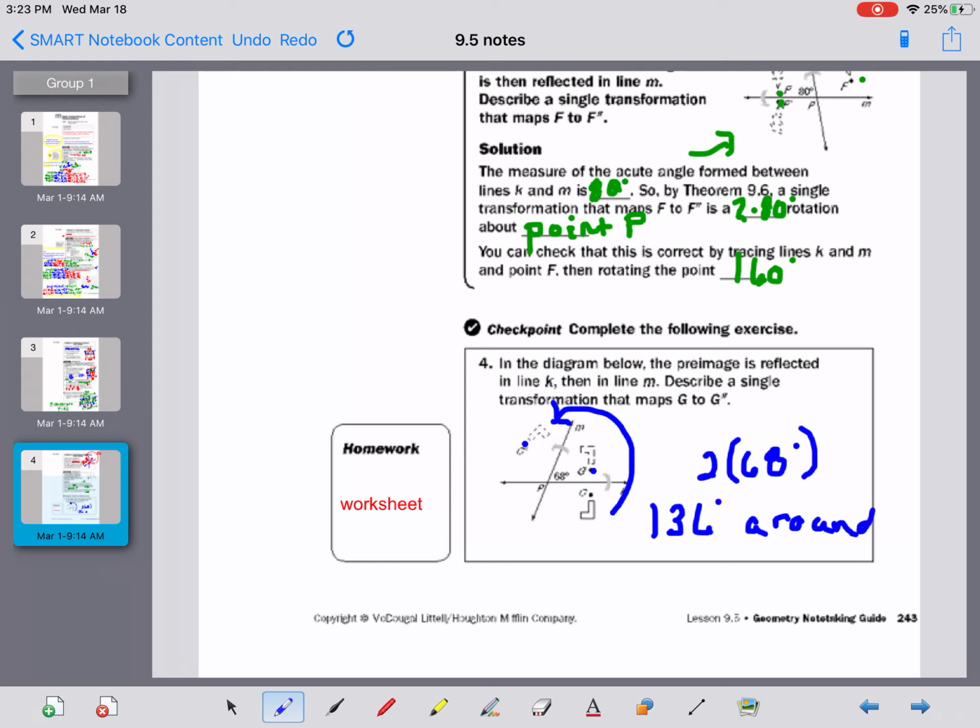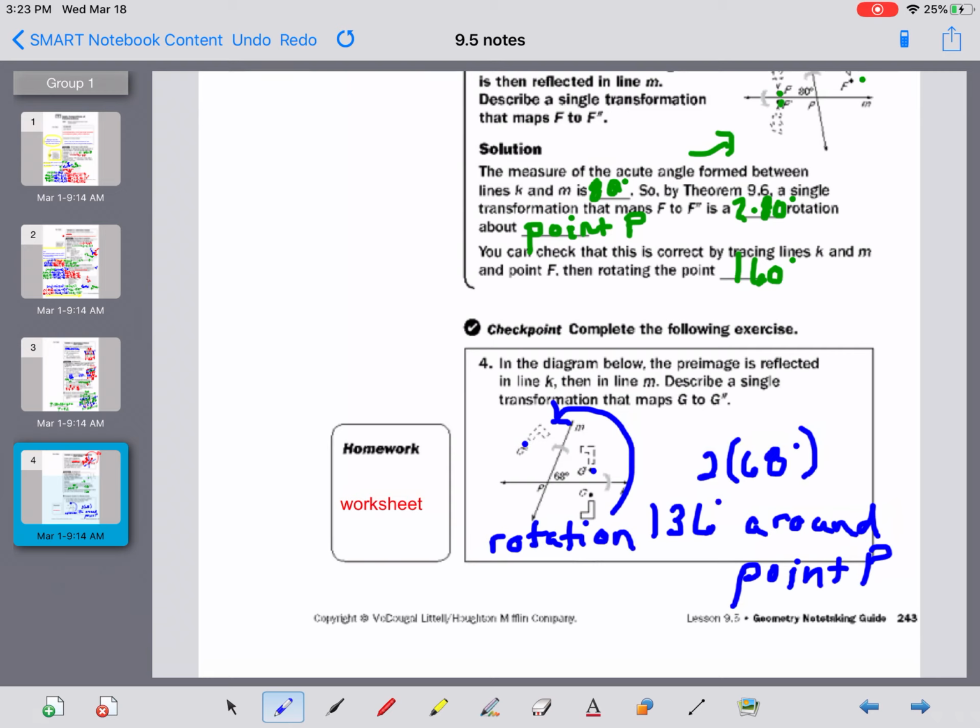And remember, double reflections over two lines that intersect will give us a rotation. Double the angle, so that's where my 136 comes in, around point P. And that's it for our notes.